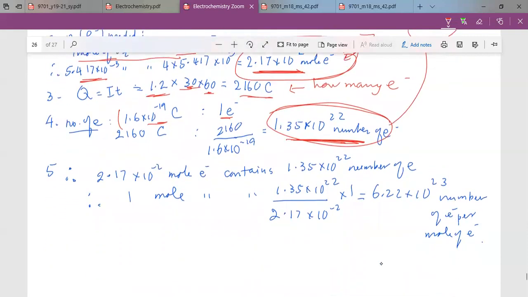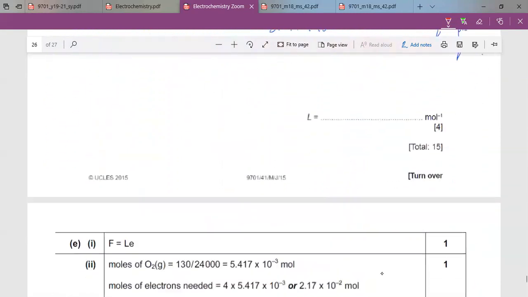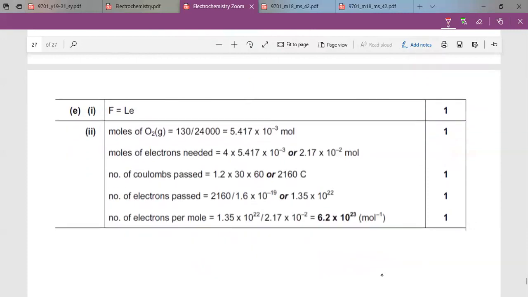See now, 2.17 number of moles of electrons contains this number of electrons. So 1 mole gives Avogadro's number. Here the marking scheme is 1 mark each.